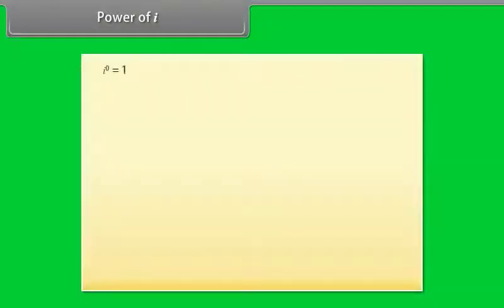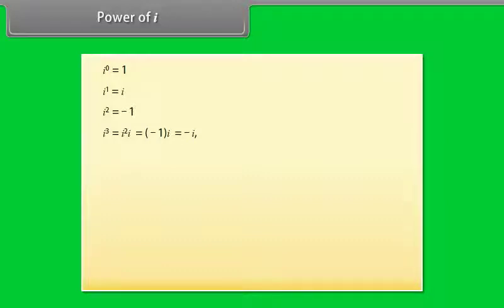Power of iota. Let's now learn about the powers of iota. Iota raised to power 0 is equal to 1. Iota raised to power 1 is equal to iota. Iota raised to power 2 is equal to minus 1. Iota raised to the power 3 can also be written as iota square into iota. We know iota square is minus 1.